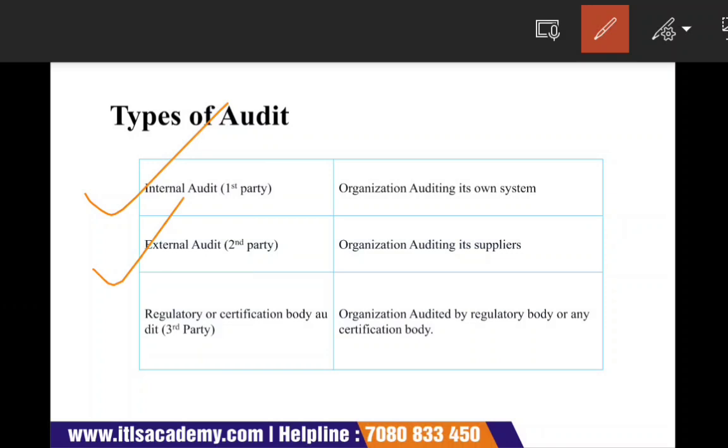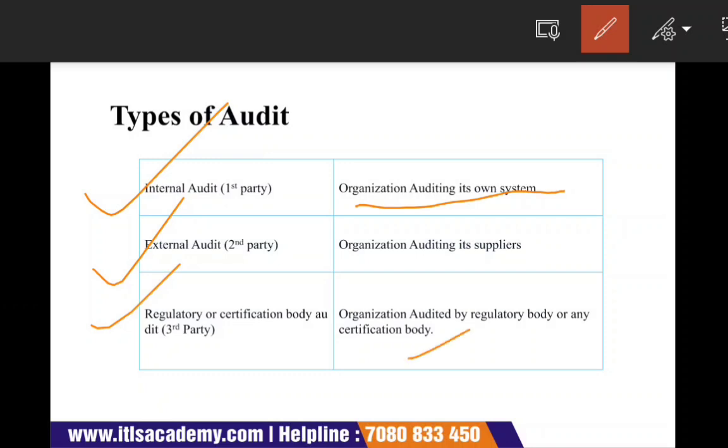The internal audit is the first party. The external audit is the second party. And the regulatory certification body audit is the third party. Internal audit means the first party: an organization auditing its own system, whereas in external auditing, an organization audits its suppliers. And the third one is an organization audited by a regulatory body or any certification body.